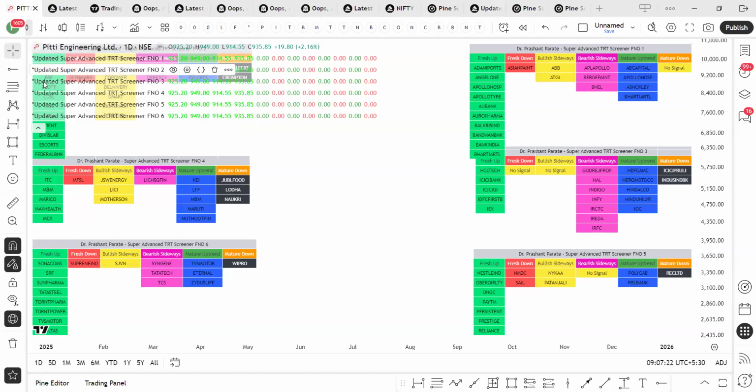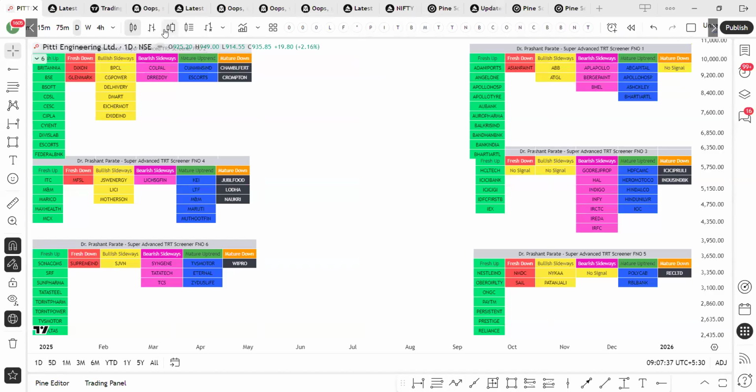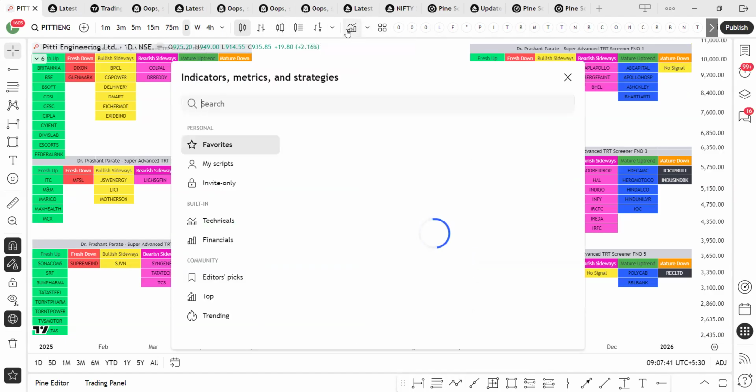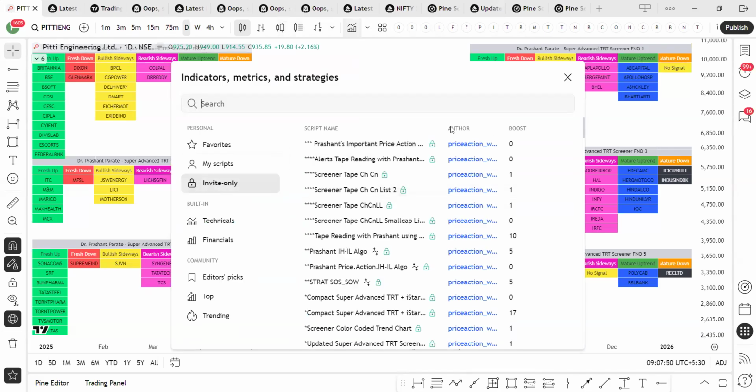Okay. I will share the name of this indicator. Are you on your laptop? No, I am on mobile right now. Okay. So if you have access to your laptop, you can just check. I will tell you how to check it. Go to indicators here. Yes. Then you have to go here. Invite only. In invite only you will get some names.